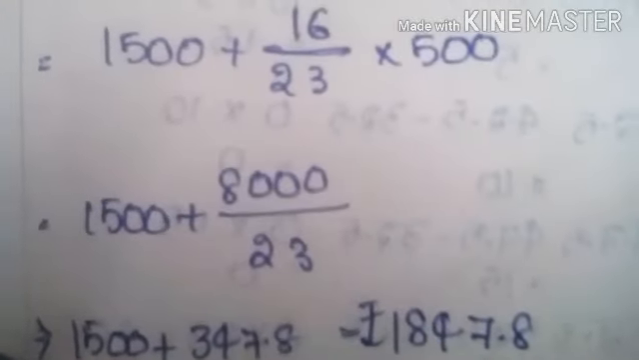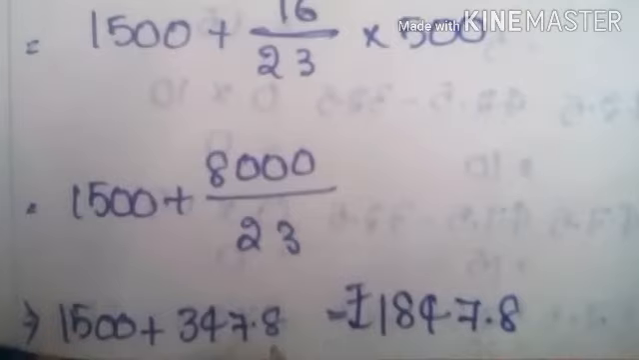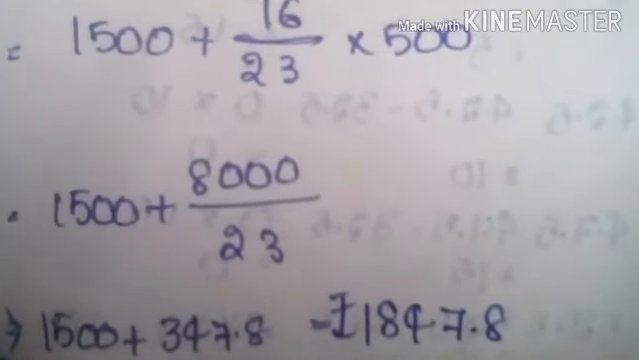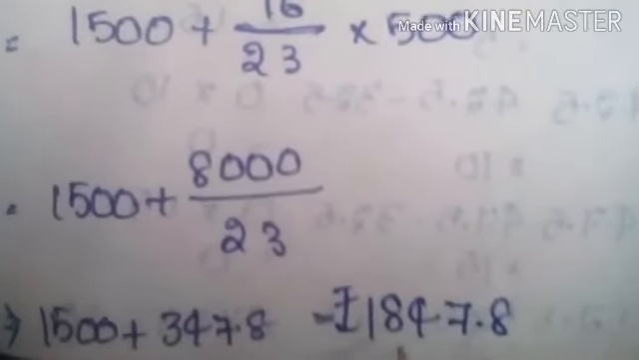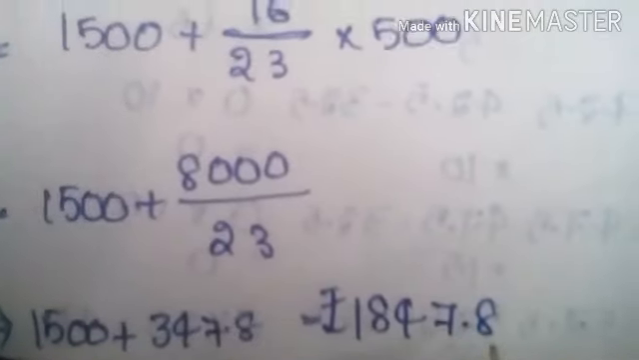Now calculate 8000 by 23. I'll get 347.8. So I'm writing like this: 1500 plus 347.8, which gets 1847.8.